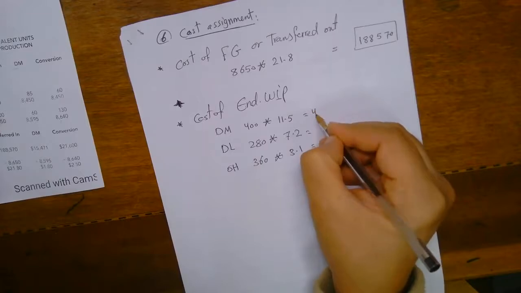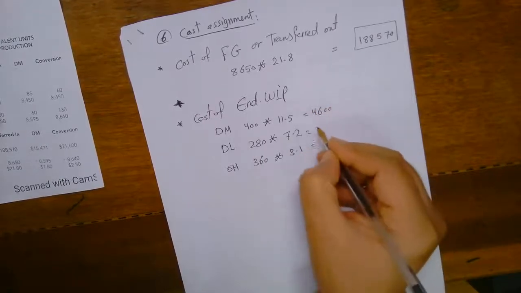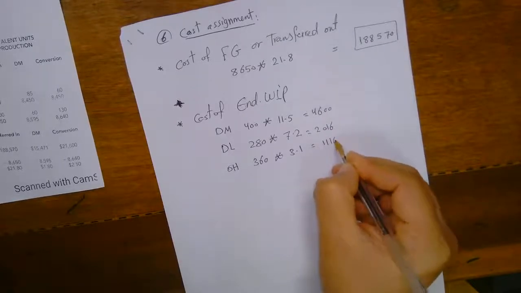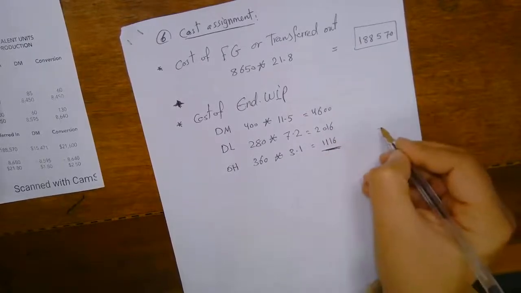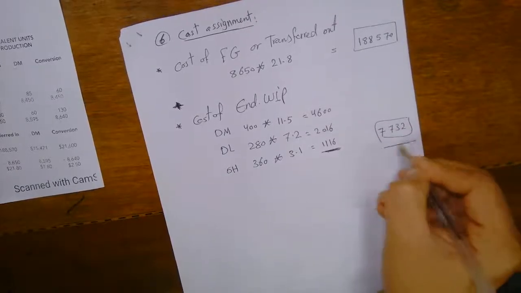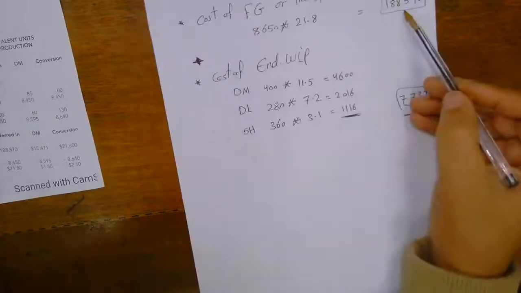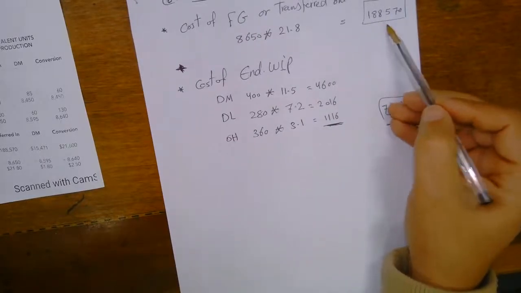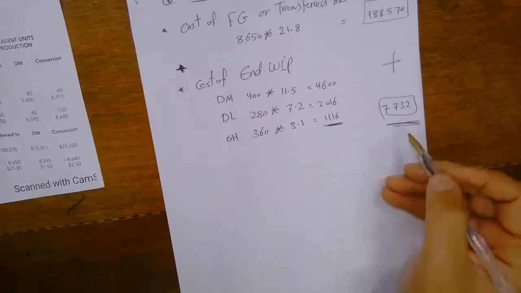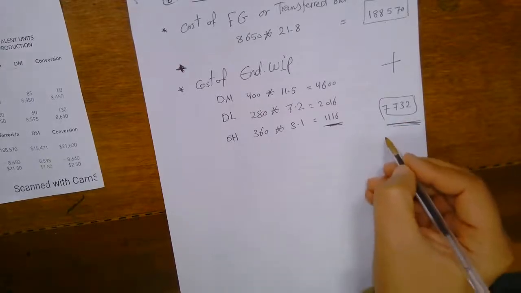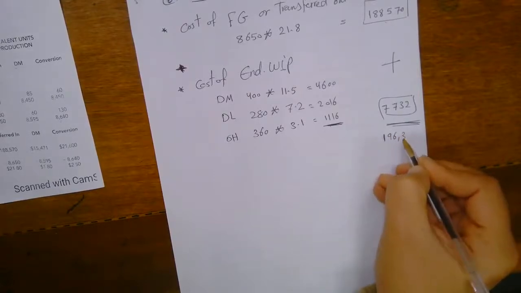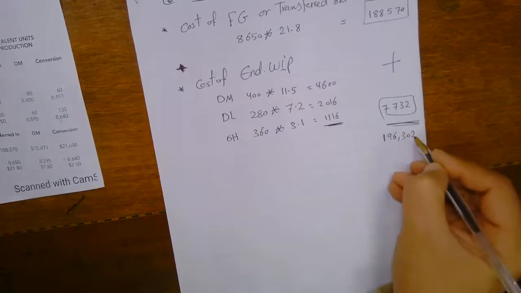Cost of direct material 4,600, 2,016, 1,116. Total of them 7,732. The cost of transferred out or finished goods plus the cost of ending work in process inventory equal 196,302.